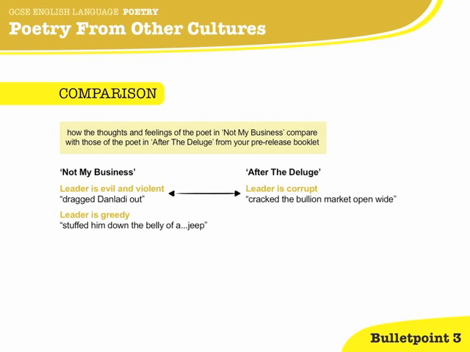They also say they are both greedy. In Not My Business, this is shown by stuffed him down the belly of a jeep. The jeep violently eats up and consumes the people. In After the Deluge, the leader is wasteful and greedy with money. He fed a pound of caviar to his dog.